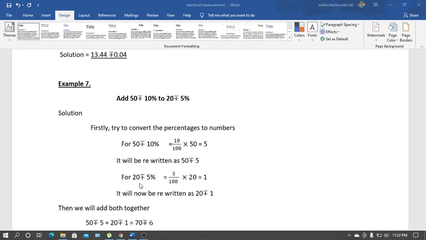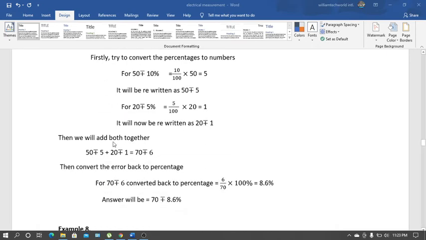Now, for the second part, we take 5% of 20, that's 5 over 100 multiplied by 20, which equals 1. So we have 20 plus or minus 1. Then we'll follow the normal addition rule that I've stated: add the errors together and add the main values together. So 50 plus or minus 5 plus 20 plus or minus 1. We add the main values together, that's 70. We add the errors together, that's plus 6.